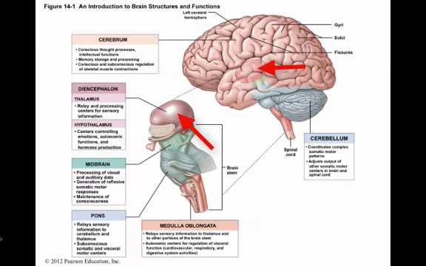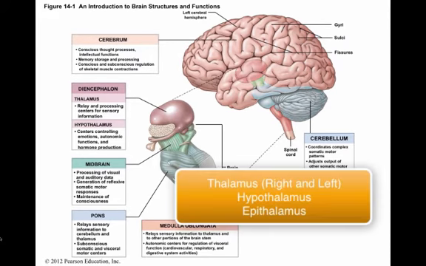The diencephalon is another region of the brain. The diencephalon is a structural and functional link between the cerebral hemispheres and the brainstem. The diencephalon is composed of the left and right thalamus, the hypothalamus, and the epithalamus.